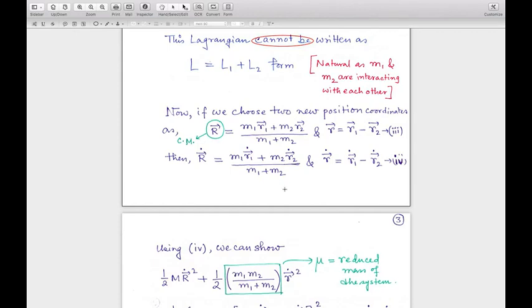That's it. And the same thing for the momentum: if the total mass is situated at the CM position, then the momentum of the CM will be the sum of the individual momenta. That's it.